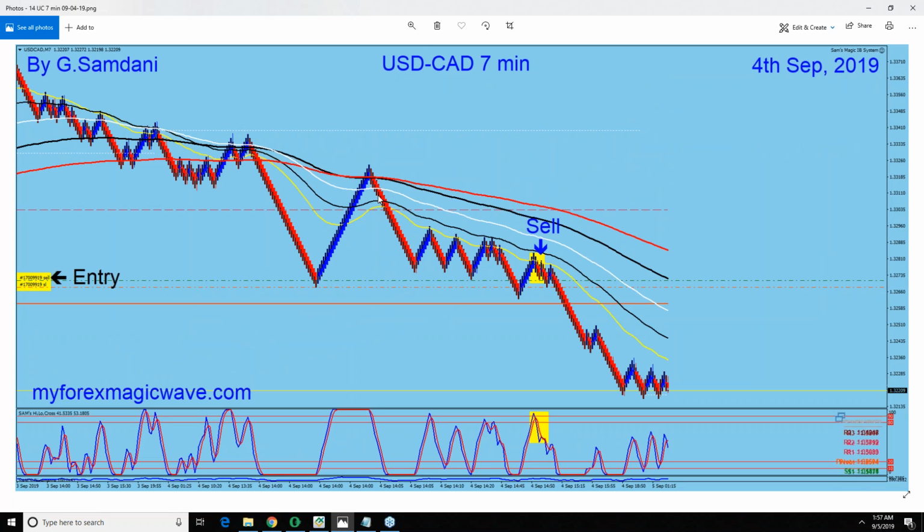And the last but not the least is USDCAD. This is an excellent entry which I missed, but I just took this one. This one was also a very good entry. This one was also, all of these. The system gives you a lot of entries, especially the 7-minute chart, if you know what you're doing. And this is what I teach in my webinars to my subscribers.